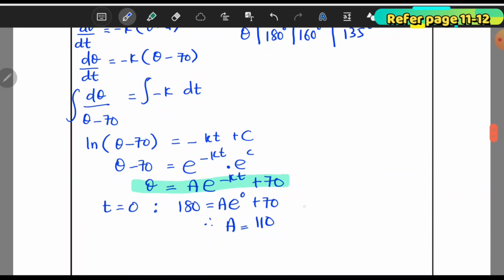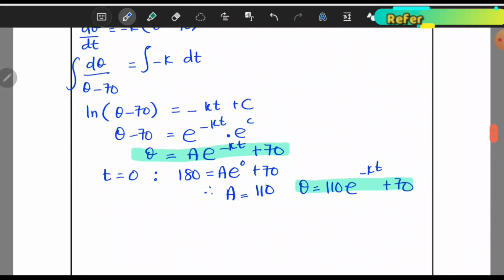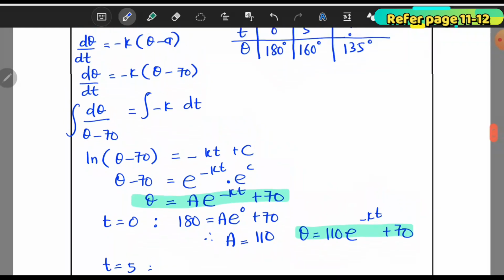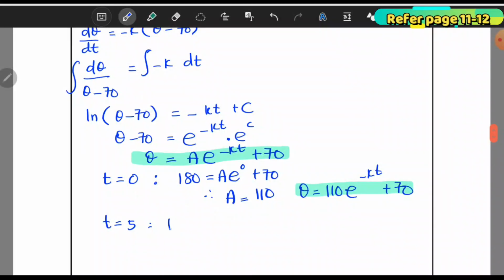Therefore, the equation becomes theta equal to 110 exponent negative kt plus 70. Okay, so this is the equation after we got the value of A. Next information is when t equal to 5. When t equal to 5, the temperature is 160. We use the second general equation here.